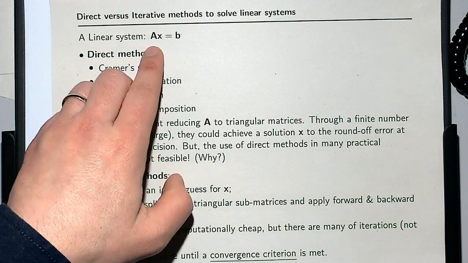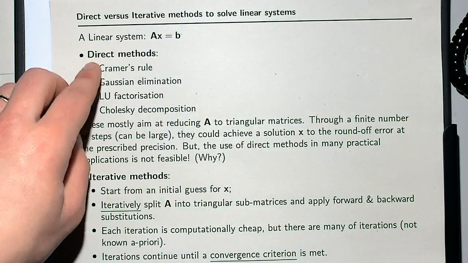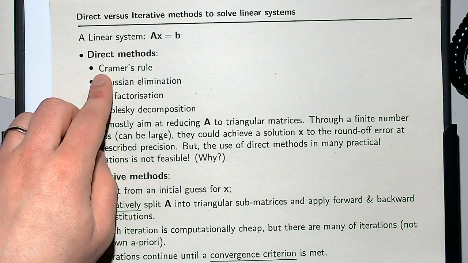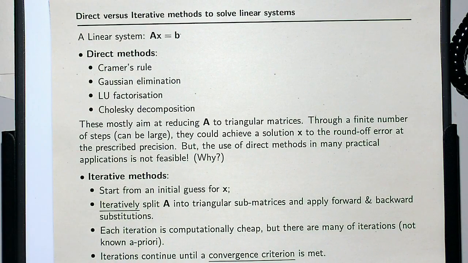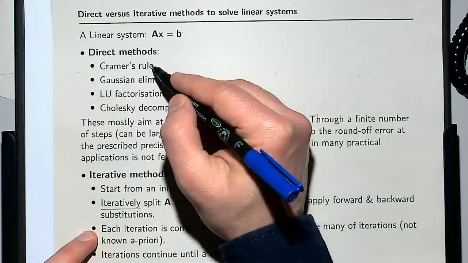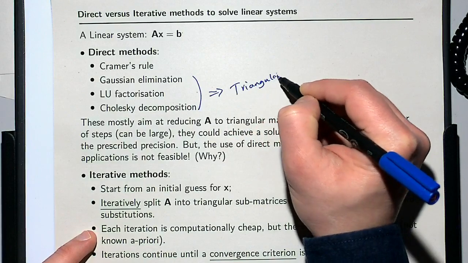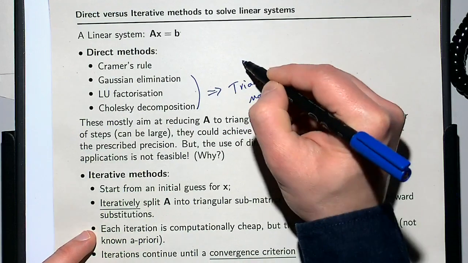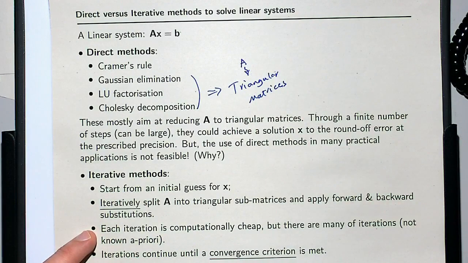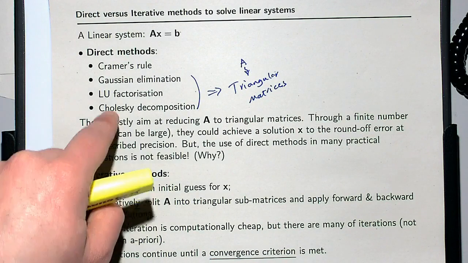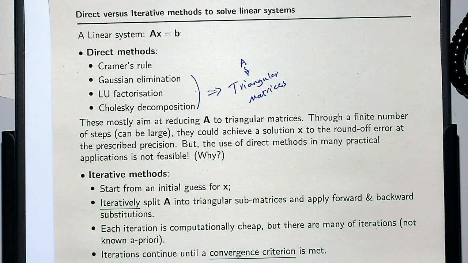Again, we had this linear system, Ax equals b, right? And we have direct methods. In particular, we looked at Cramer's rule, Gaussian elimination, LU factorization, and Cholesky decomposition. All except the first one, Cramer's rule, aim to give us triangular matrices. So the idea was to convert A to triangular matrices, because then we could do this forward-backward substitution. But in the case of Gaussian elimination, we observed that it requires a lot of operations, and one has to be careful about the error and how it propagates into the solution.